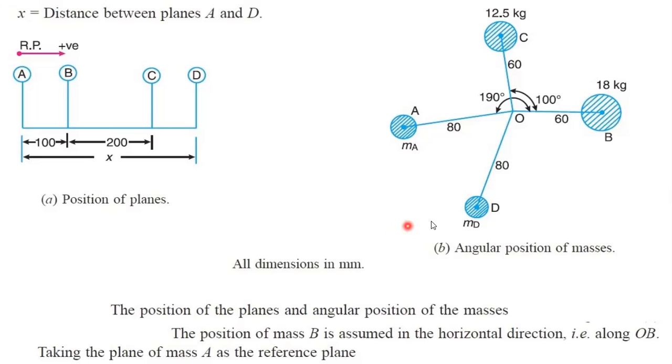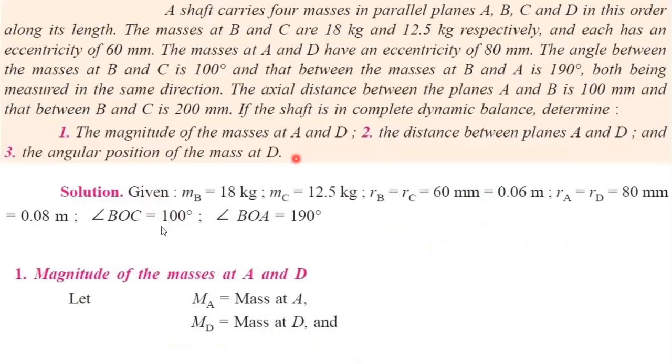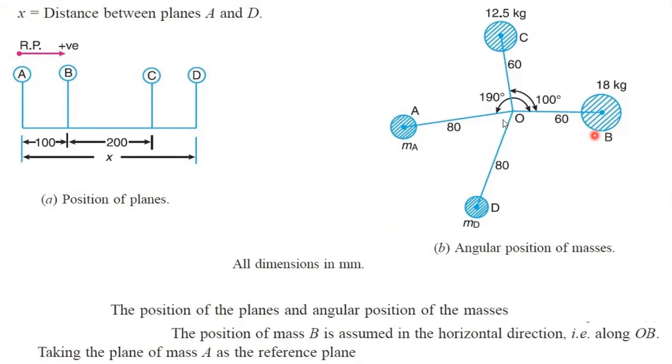Next thing is we need to draw the angular position of masses. So the first one will be horizontal, that is B. They have clearly given BOC as 100 degrees. So I'm going to keep B as the reference, so OB as the reference. BOC is 100 degrees. So mass C will be at an angle of 100 degrees from B, the horizontal line B.